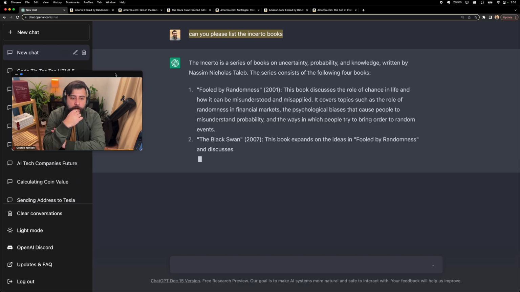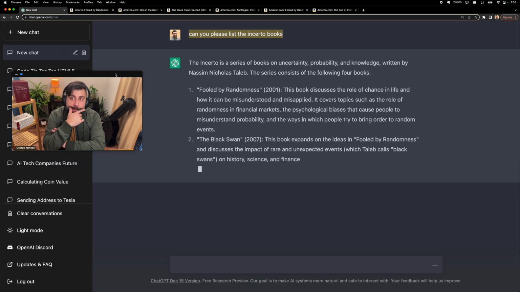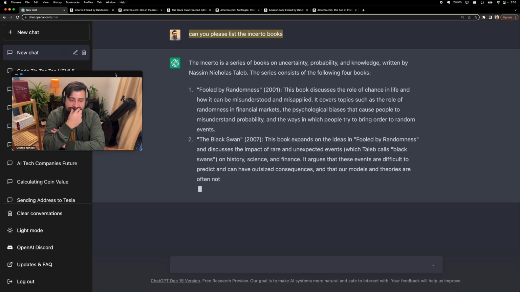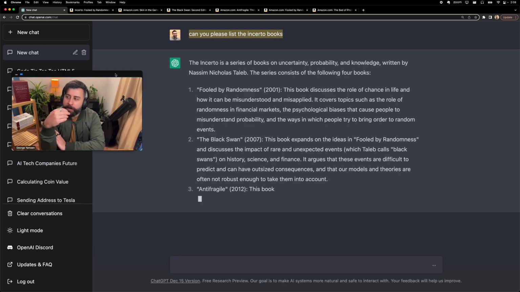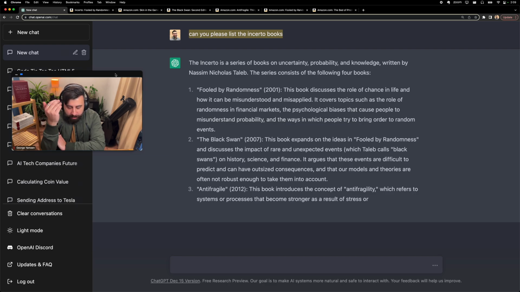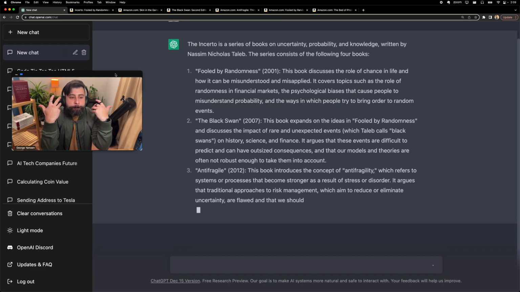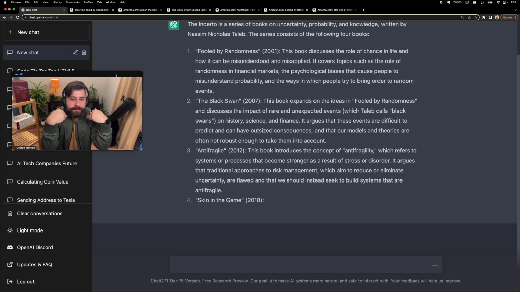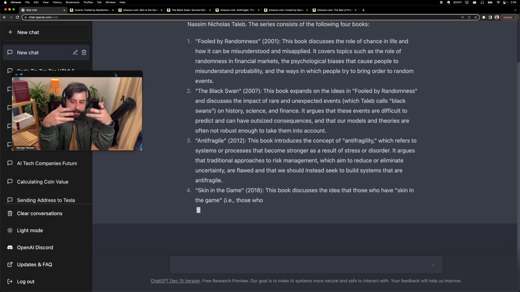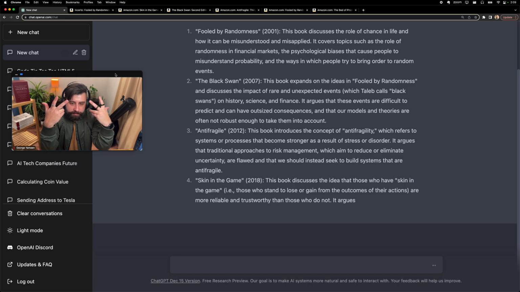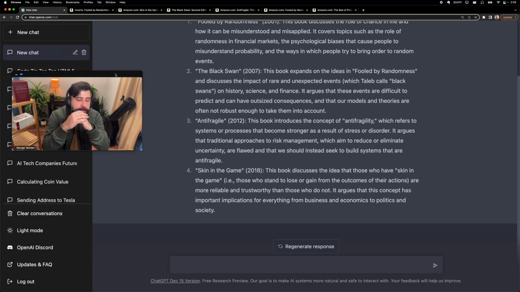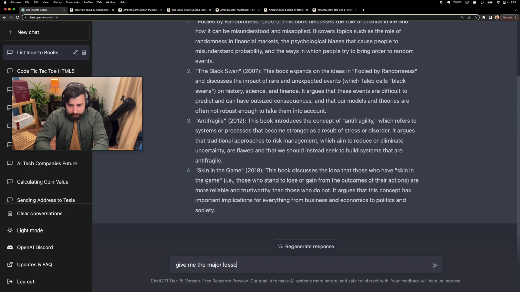Cool. So because I'm the most familiar with Skin in the Game, I want to try to see how we can use ChatGPT and AI to take concepts and ideas that I want to work with to get to have more skin in the game. So this is a basic summary. So let's take Skin in the Game. Give me the major lessons from Skin in the Game and put them in a table.